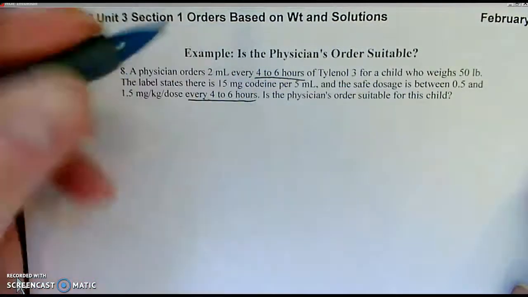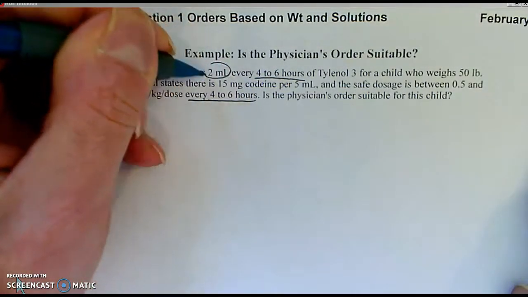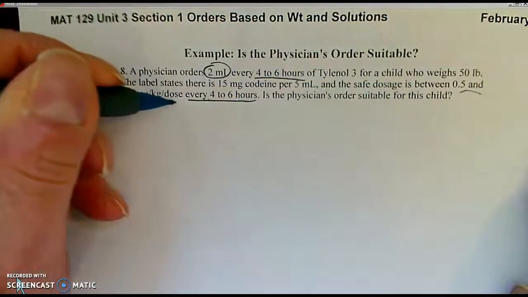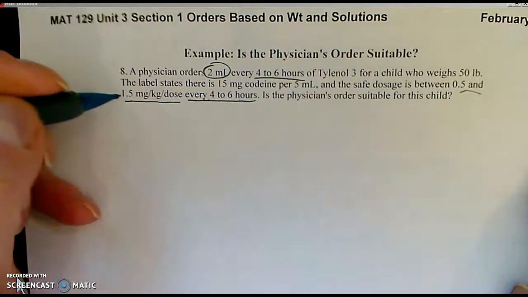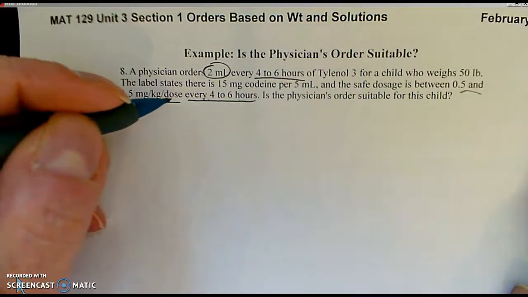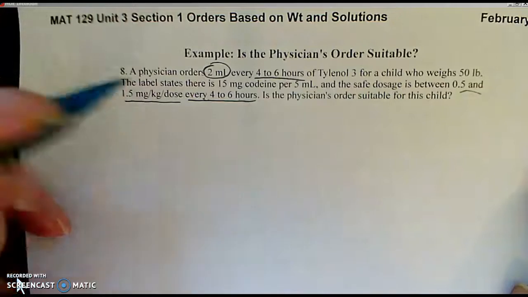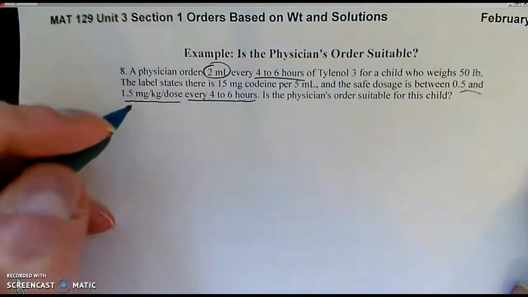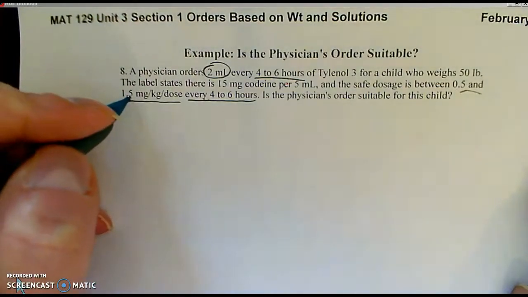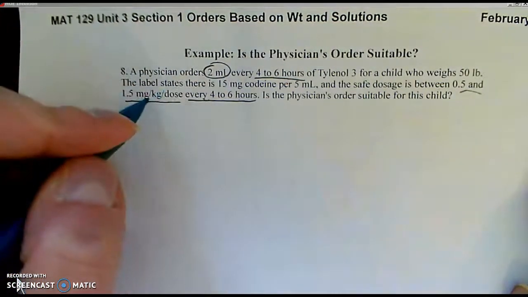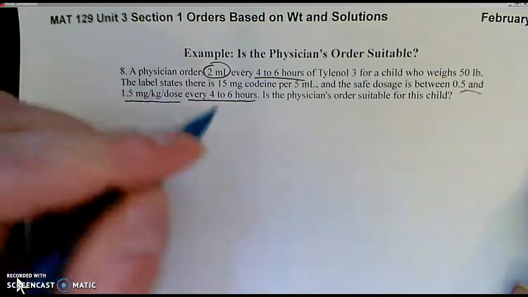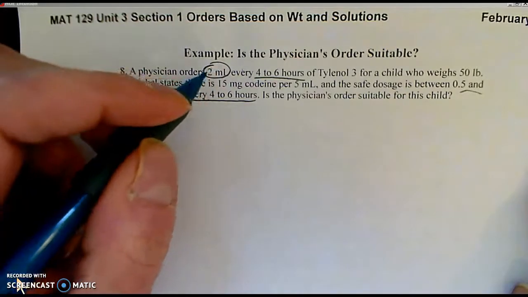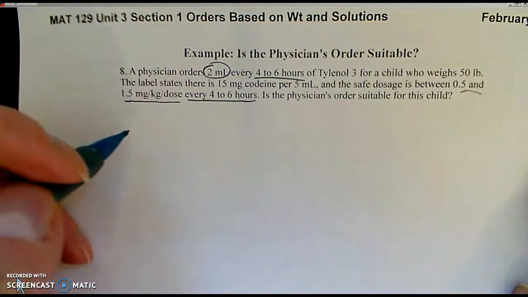So then what we really need to do is to compare that 2 milliliters to the safe dosage range, which is between 0.5 and 1.5 milligrams per kilogram per dose. Now the problem is that 2 milliliters is different from 0.5 to 1.5. So it's milliliters versus milligrams per kilogram per dose. So we need to do some unit conversions. And it's acceptable to look at it in milliliters and convert it back to milligrams per kilogram per dose.